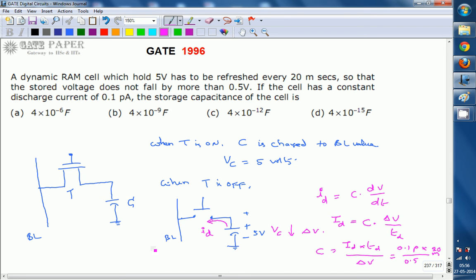From that we can calculate C equals 0.1 into 20, which is 2, divided by 0.5, which gives 4. Pico is 10 power minus 12, milli is 10 power minus 3, so the total is 10 power minus 15. That implies 4 femtofarads, which is 4 into 10 power minus 15 farads. So the right answer for this question is D. The storage capacitance of the cell is 4 into 10 power minus 15 farads. Thank you.